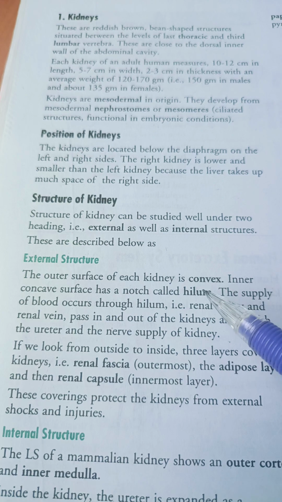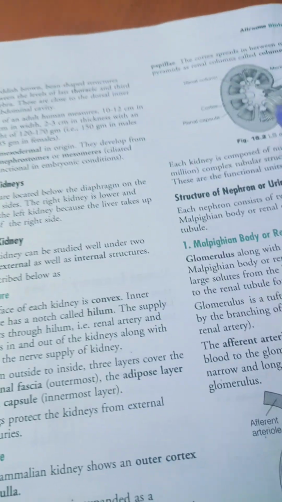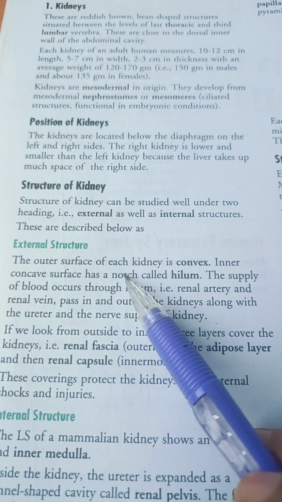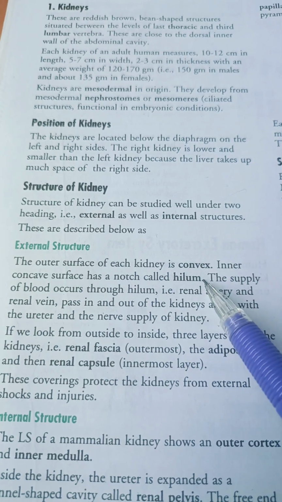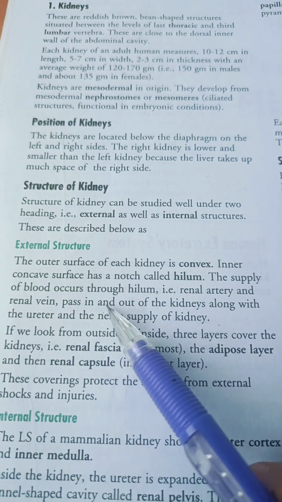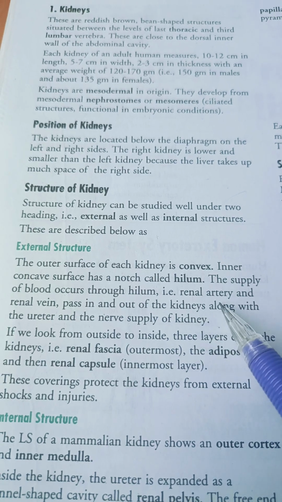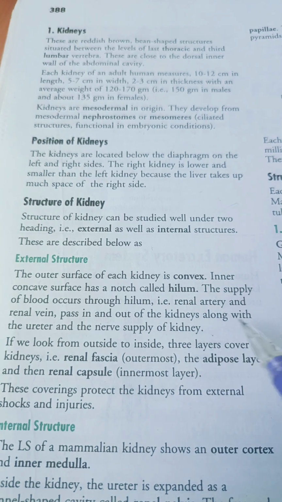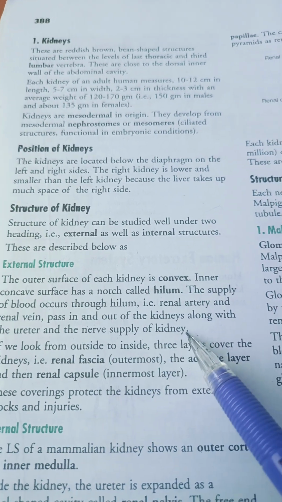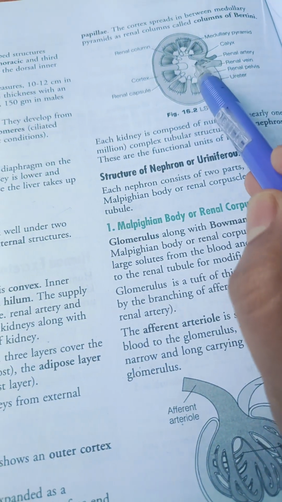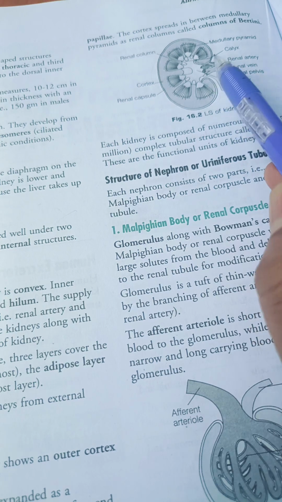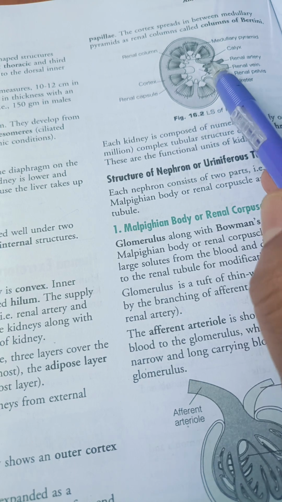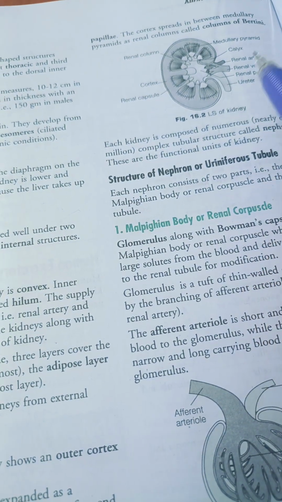The outer surface of each kidney is convex. The inner concave surface has a notch-like hilum. The supply of blood occurs through the hilum, that is, the renal artery and renal vein pass in and out of the kidney along with the ureter and the nerve supply of the kidney. This is the hilum, this concave part. From here the renal artery, renal vein and ureter pass.